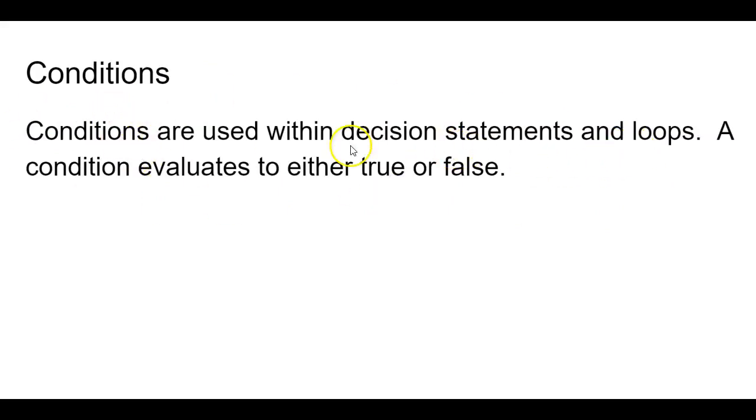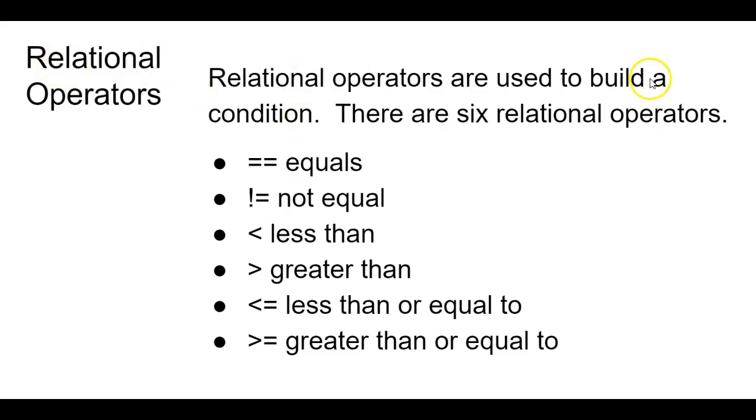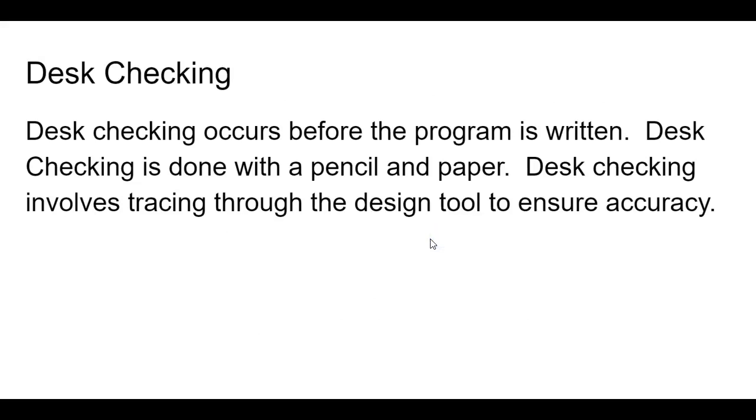We'll talk about conditions. Conditions are used in decision statements and loops. A condition is something that will evaluate to either true or false every time. We'll talk about conditional operators used to join two or more conditions together. There's 3 of them: and, or, not. Here are relational operators. There are 6 of them. These are used to build a condition which equates to true or false. Equals, notice it's not a single equal sign, but a double equals, not equal, less than, greater than, less than or equal to, greater than or equal to.